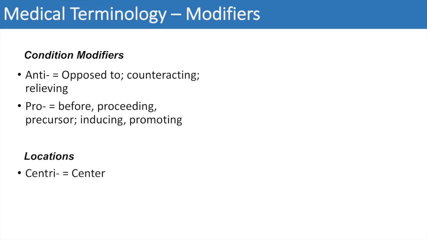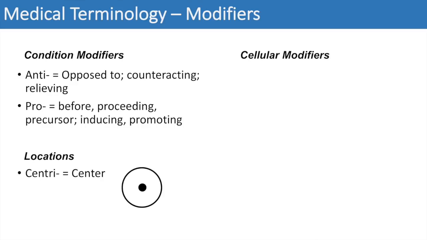So the next category I want to look at is locations. Centra, which means center, so you can think of centrifuge or centripetal. These just mean center. So the next category is cellular modifiers.